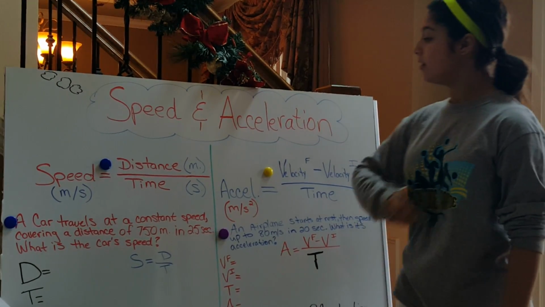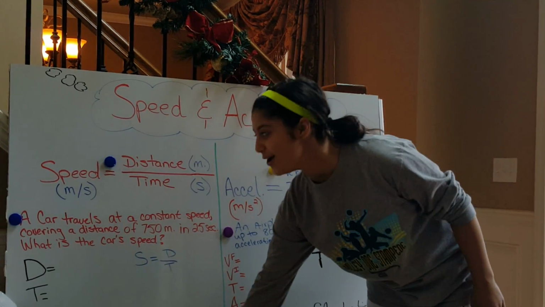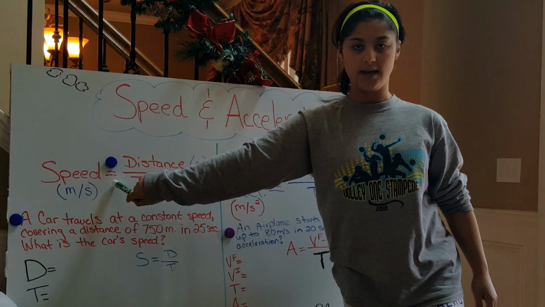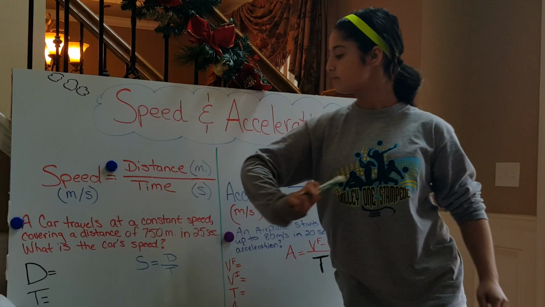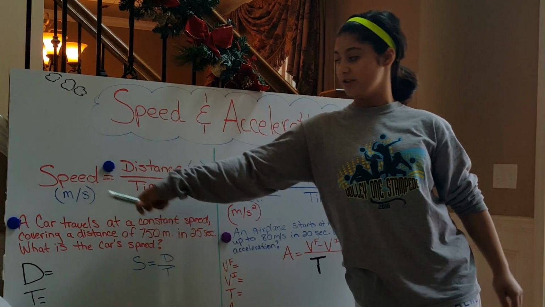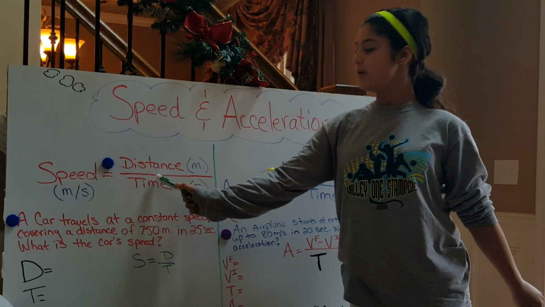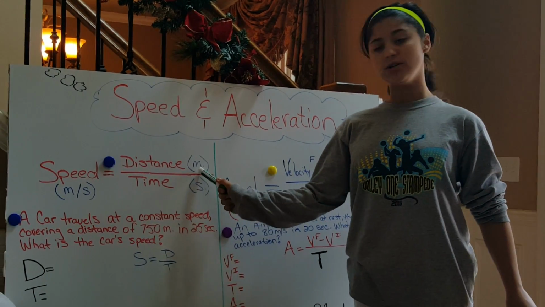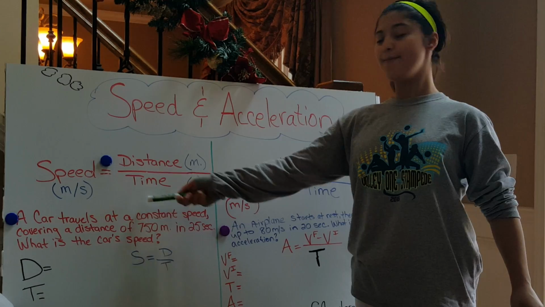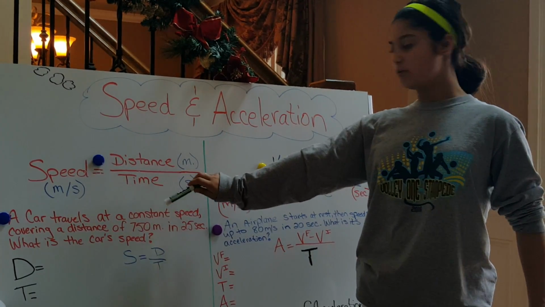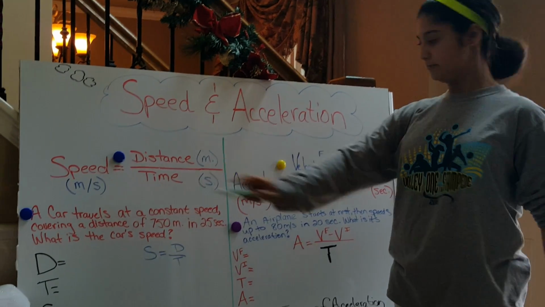So, we all know that speed is measured in meters per second. And in order to find out that unit, it is your distance over time, and the unit for distance is meters, and your time is measured in seconds. Let's start with a practice problem.